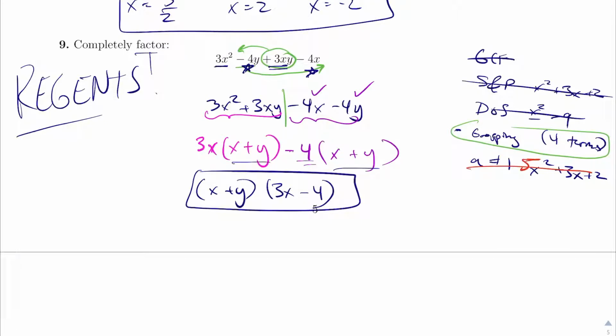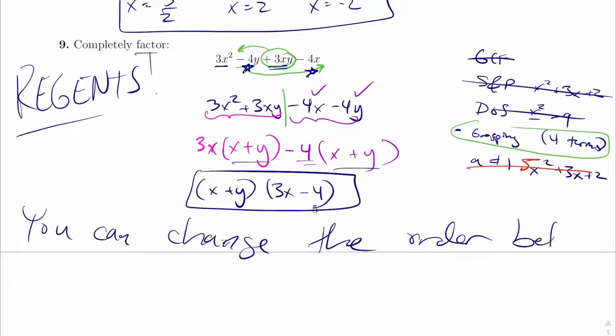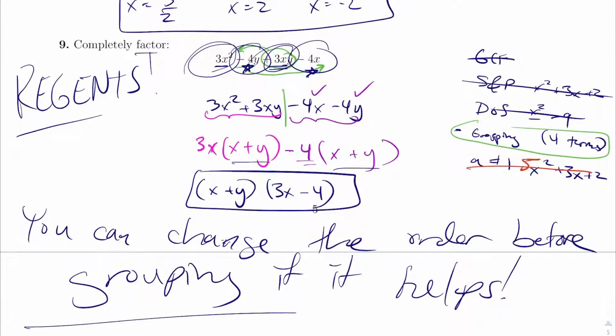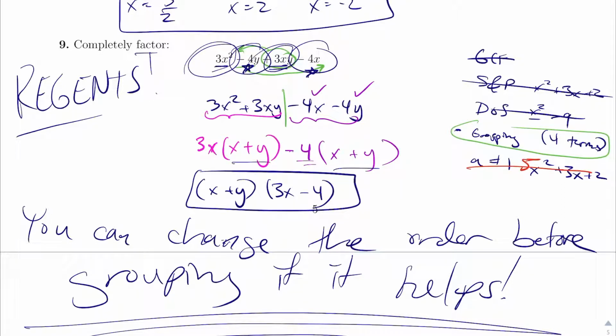So I think the lesson to be learned by this problem is you can change the order before grouping if it helps. And as some insight why we changed the order, we saw that the 4s were in common here. We saw that the 3x's were in common here, so it made sense to switch them around so they were with the ones that were most similar to them. So this was a sneaky Regents problem.